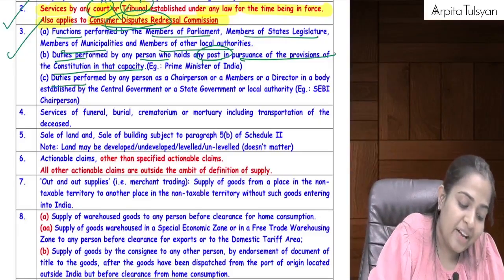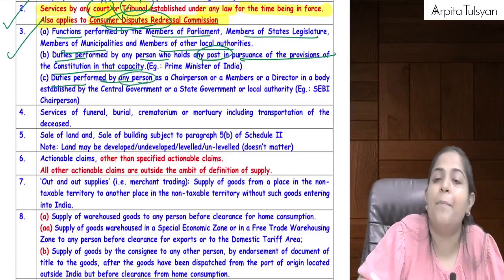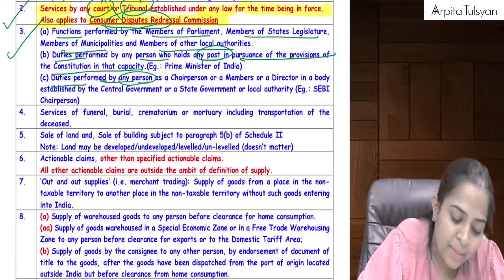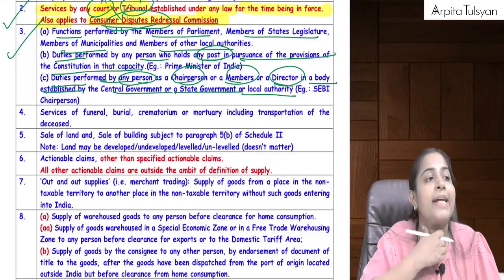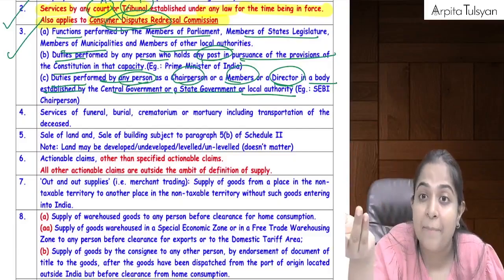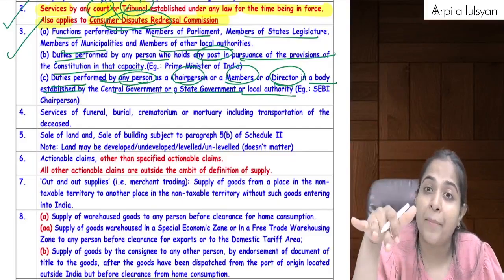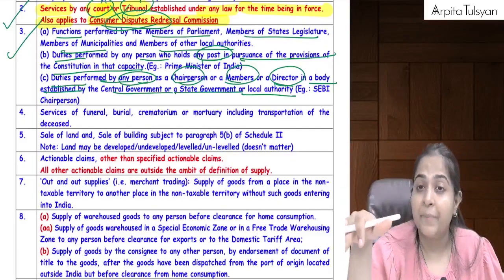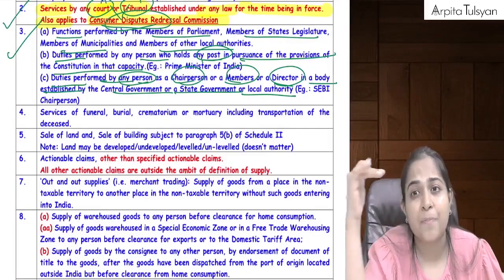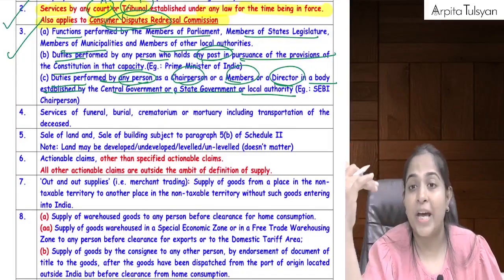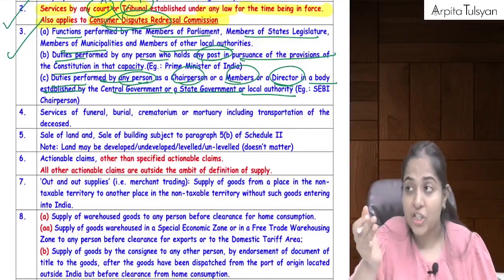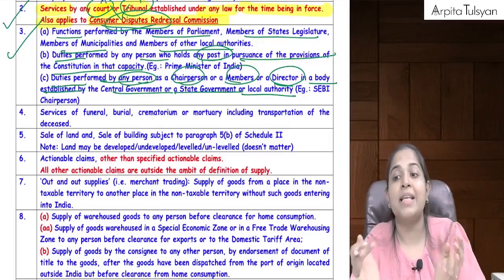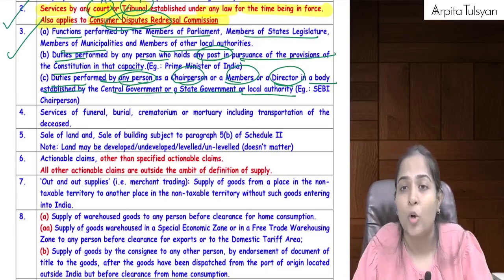Similarly, if there are any duties performed by any person as a chairperson or member or director in a body established by central government or state government or local authority. Example, chairperson of SEBI, chairperson of RBI, director of RBI, director of SEBI, like any such people who are holding the position of chairperson or director or such position in such a body which is established by central government or state government or local authority.